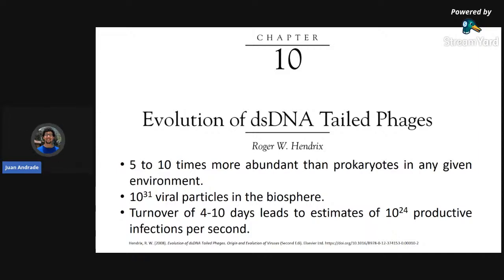So as you know, viruses are 5 to 10 times more abundant than prokaryotes in a given environment. They are the most abundant biological elements on Earth. It is estimated that there are about 10 to the 31st power viral particles in the biosphere. And when you take a look at marine ecosystems, and especially at phages in marine ecosystems, it is calculated that the total biomass of viral particles has a turnover that takes place every 4 to 10 days. So that leads to estimates that there are about 10 to the 24th power productive viral infections per second. Productive infection being one that leads to the creation of new viruses.